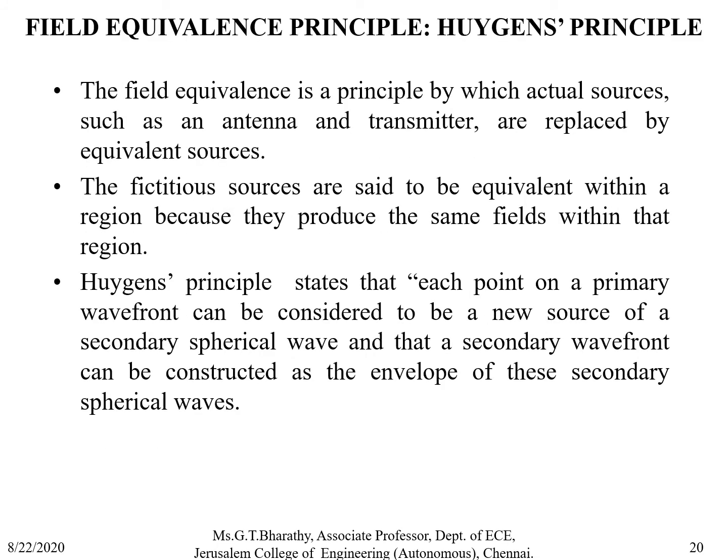The field equivalence principle, or the Huygens principle. Field equivalence is a principle by which the actual sources, such as an antenna or a transmitter, are replaced by equivalent sources. The fictitious sources are said to be equivalent within a region because they produce the same fields within that region. Huygens principle states that each point on a primary wavefront can be considered a new source of a secondary spherical wave, and that a secondary wavefront can be constructed as the envelope of these secondary spherical waves.